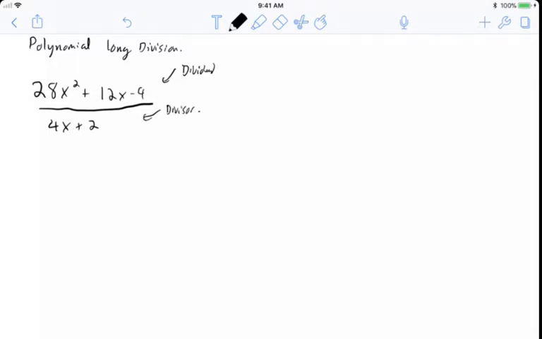Okay? So here's how it's going to work. You're going to lay these out in long division exactly the same way as you did before. The divisor goes out front, and then the dividend goes under here. Write it in decreasing order of power. Like that. Okay?